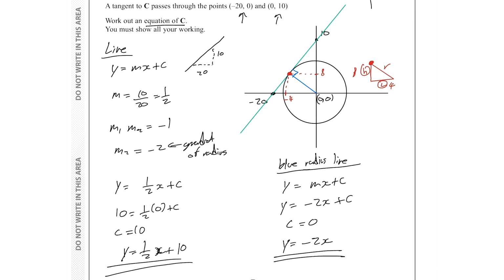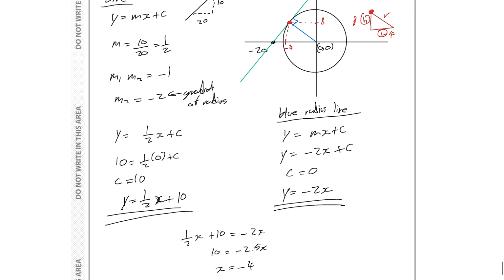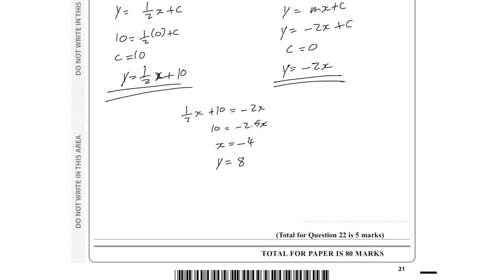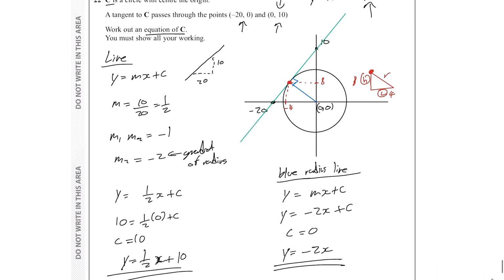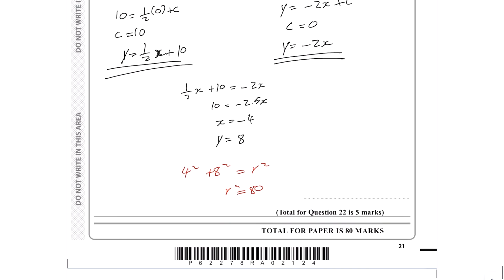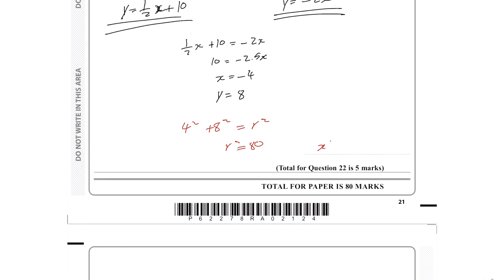So that means the radius is going to be 8 squared plus 4 squared. So that is going to be 4 squared plus 8 squared is equal to the radius squared. And if you do 8 squared plus 4 squared, 8 squared is 64 plus 16, and that gives you 80. So r squared is equal to 80. But remember, the question asked for an equation of c, so that's going to be x squared plus y squared is equal to 80.